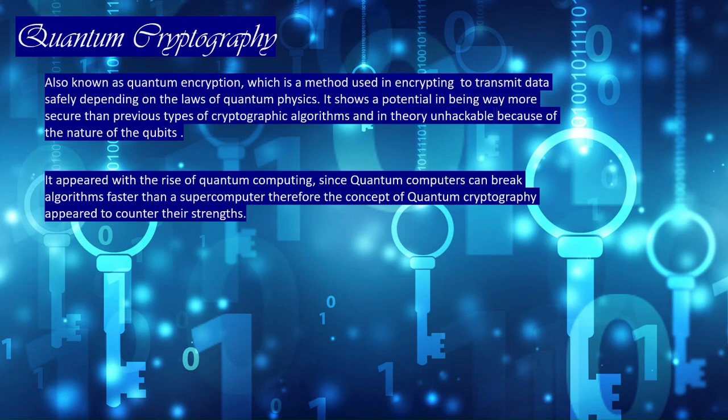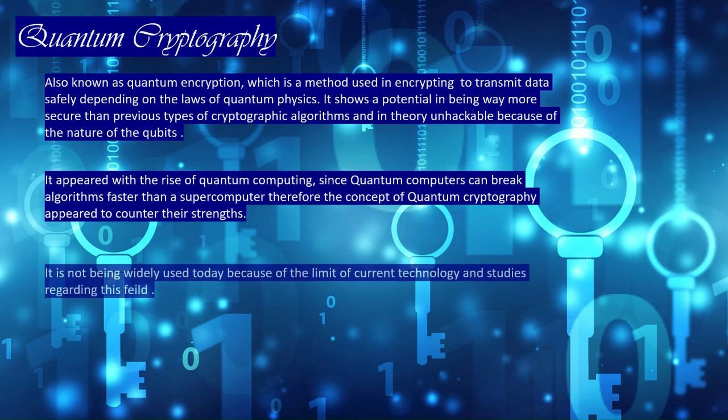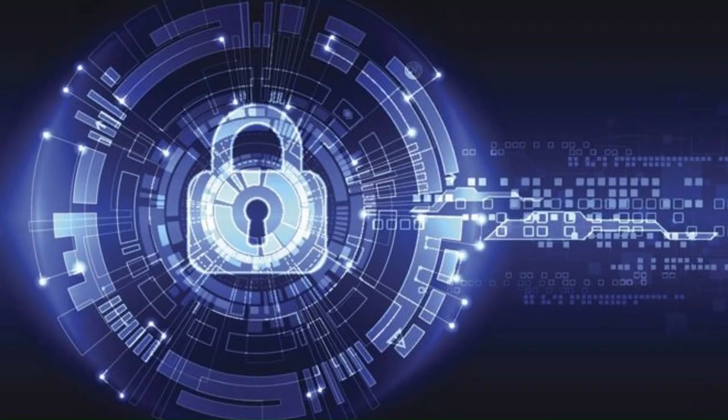It appeared with the rise of quantum computing. Since quantum computers can break algorithms faster than supercomputers, this poses a threat. So quantum cryptography appeared to counter their strength and threats. It is not being widely used today because of the limits of the current technology and studies regarding this field. So, what are the current applications and uses of it?